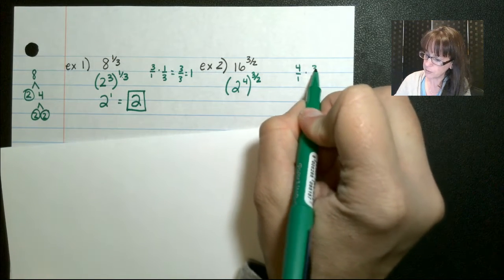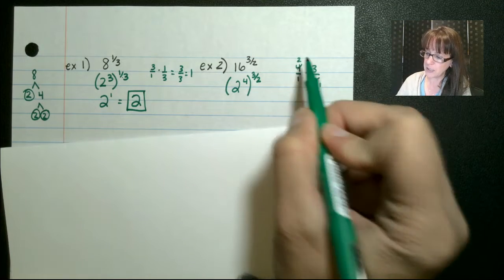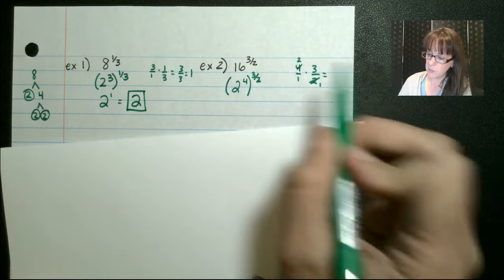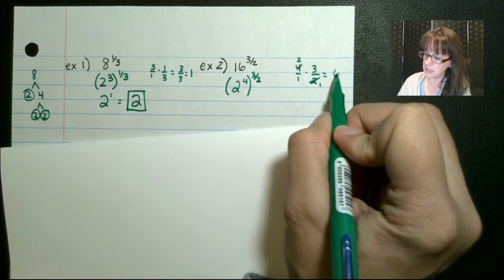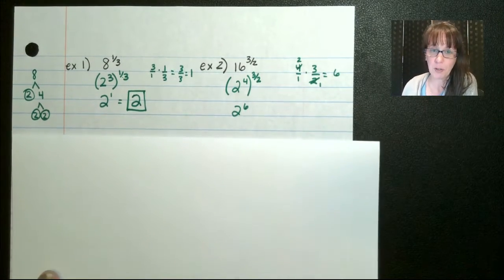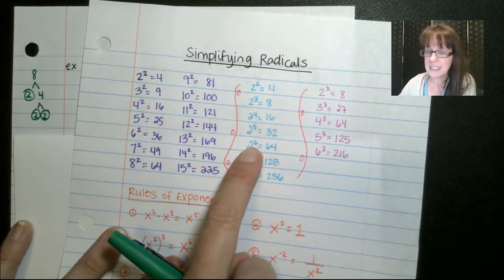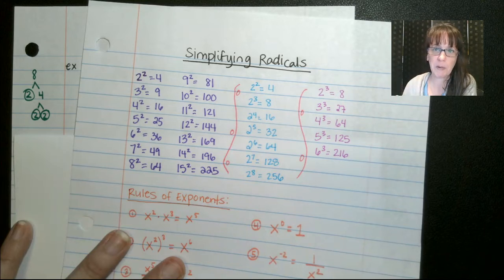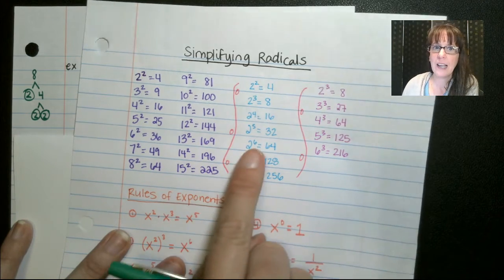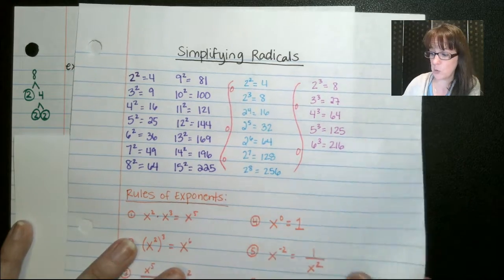So 4 over 1 times 3 over 2. Cross cancel: divide this by 2, we get 1. Divide this by 2, we get 2. On the bottom, 1 times 1 is 1. Upstairs, we get 2 times 3, which is 6. So I have 2 to the 6th power. Now, what I remember about 2 to the 6th power is, let's go back to our friendly numbers here. 2 to the 6th is 64. I always remember that one because 6 and 64. And that way I know 2 to the 5th is 32, or 2 to the 7th is 128.